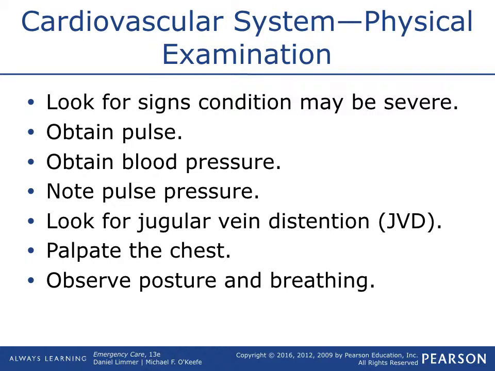Obtain a pulse. Is it tachy? Is it bradycardic? Or is it right in range? Obtain that blood pressure. Again, is he hypotensive or hypertensive? And note the pulse pressure. Write it down, monitor it. Look for jugular vein distension. That's the JVD I was talking about. You'll see those with car accidents and some cardiac problems.